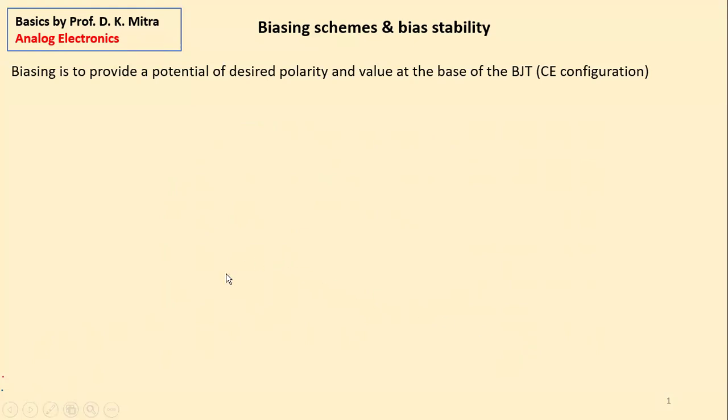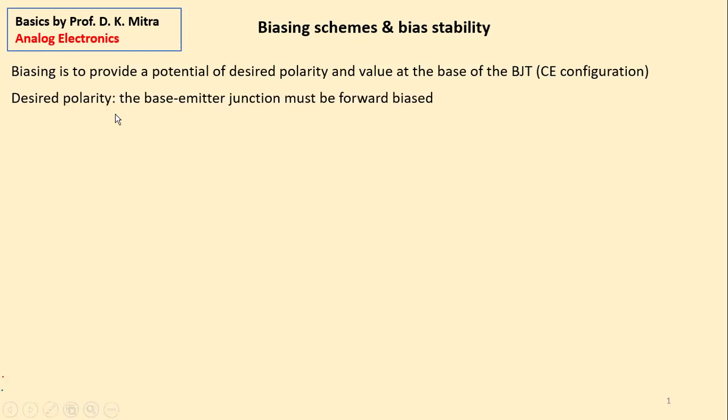From our last lesson, biasing means to provide a potential of desired polarity and value at the base of the BJT, bipolar junction transistor. And at the base means we are talking about common emitter configuration, the most common configuration. Later on, we shall develop our concept on common emitter configuration, and also overview the common base and common collector configurations. Anyway, in common emitter configuration, input to the transistor is at the base, and as we have seen in our last lesson, you have to give a potential of desired polarity and value to the base before calling it an amplifier.